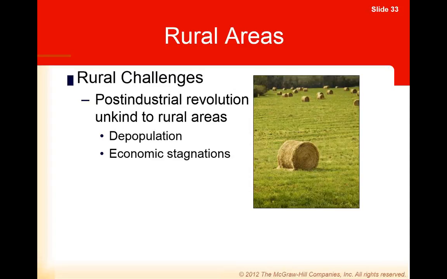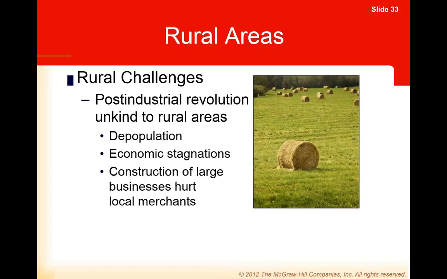Price of food has remained fairly constant. Chicken ranchers, it's about a $250,000 investment to build one of those giant industrial chicken coops. Chicken farmers make an average of $18,000 to $25,000 a year. That's stagnating wages. Talked about the large businesses hurting local merchants. If Walmart goes in, generally Main Street businesses tend to fail then.